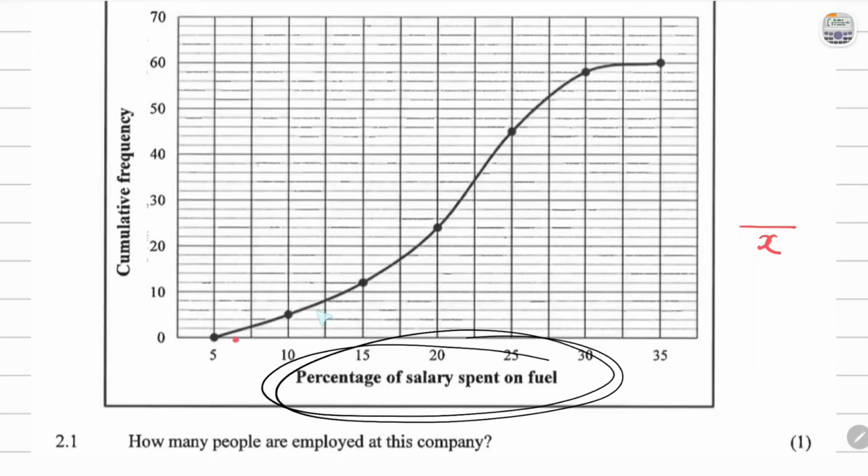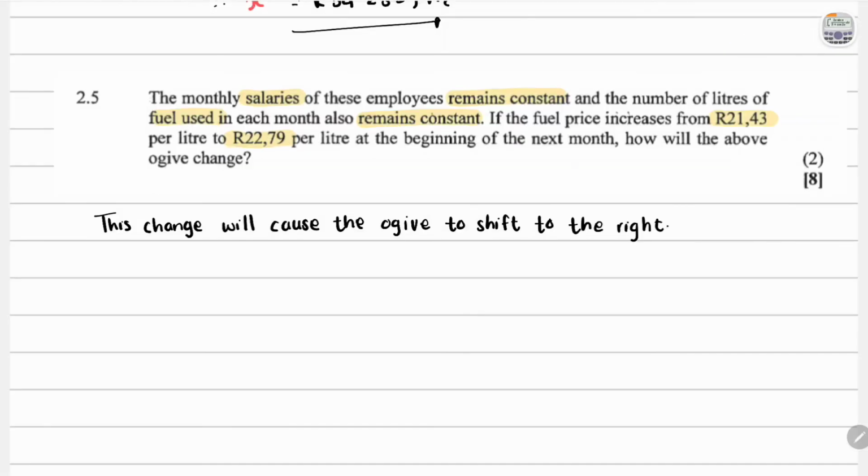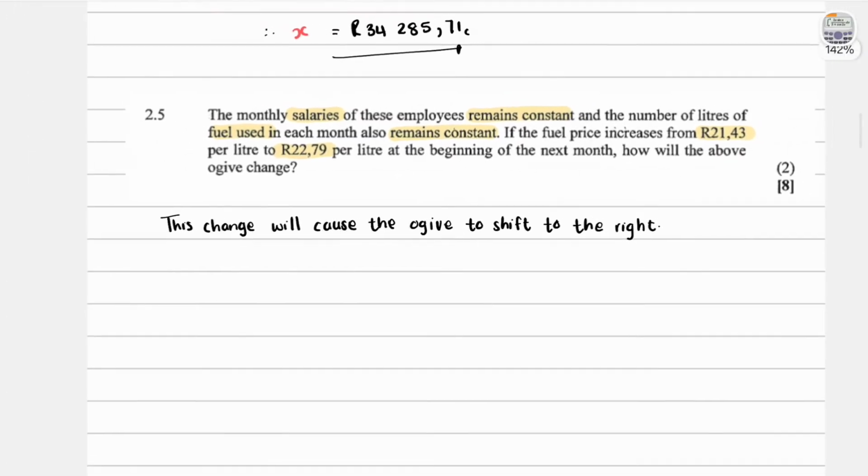So all of these data points will just be shifted to the right. So it will cause the ogive itself to simply shift to the right. And that's what we can tell them. So this change will cause the ogive to shift to the right. And that is it for question 2.